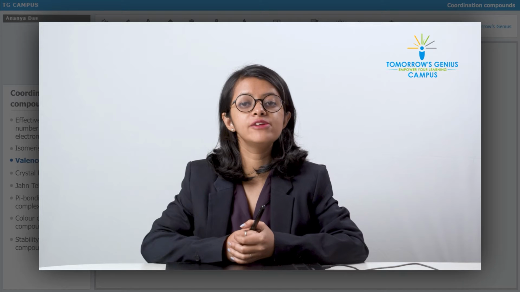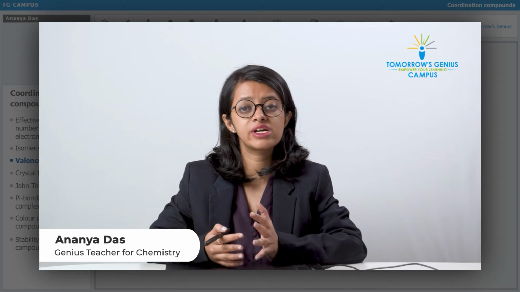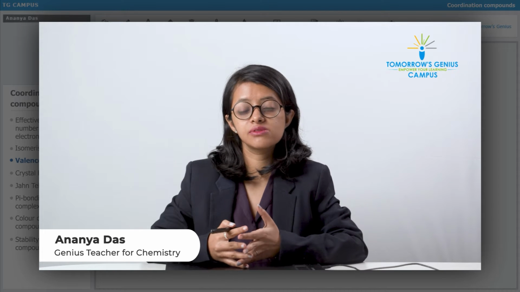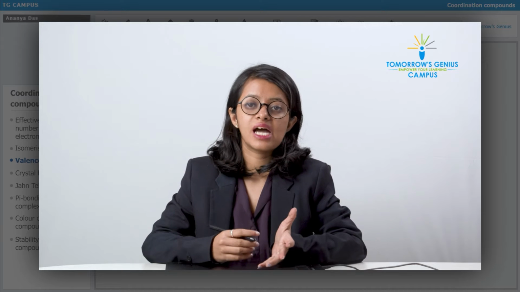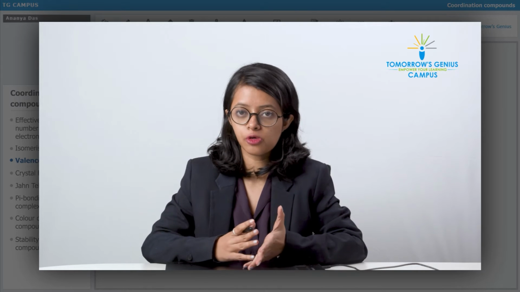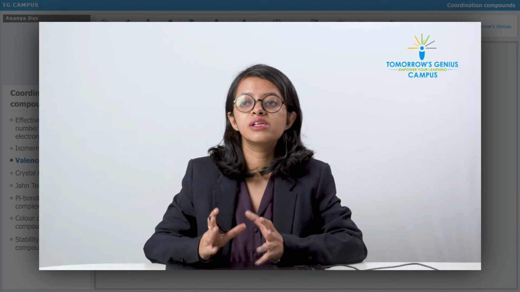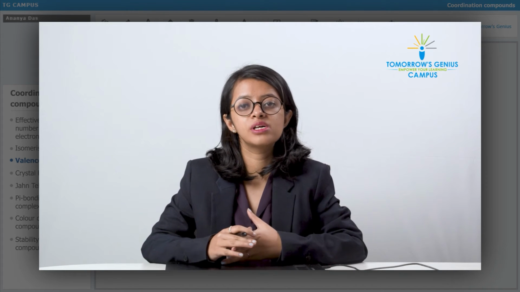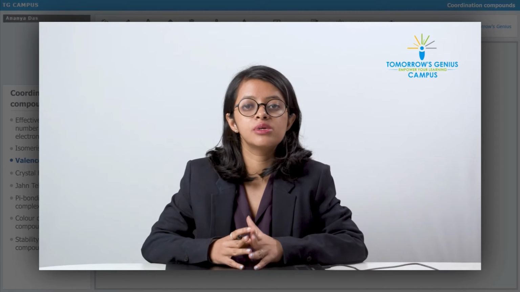So in our previous slide we did valence bond theory. We took many complexes and tried to find out whether they are high spin complexes or low spin complexes, the number of unpaired electrons in them, as well as the diamagnetic and paramagnetic properties. Valence bond theory could very well explain the diamagnetic properties, the number of unpaired electrons and everything else. But it had some major limitations.